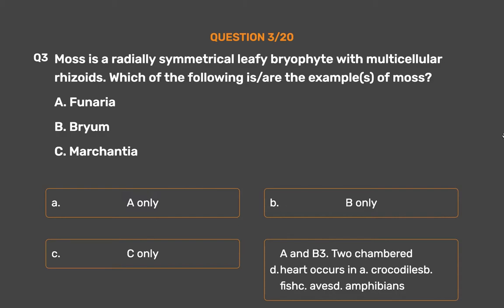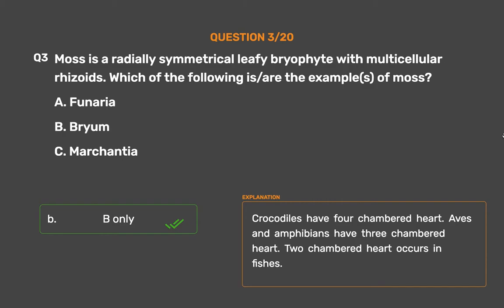The correct answer is Option B. B only. Crocodiles have four-chambered heart. Aves and amphibians have three-chambered heart. Two-chambered heart occurs in fishes.